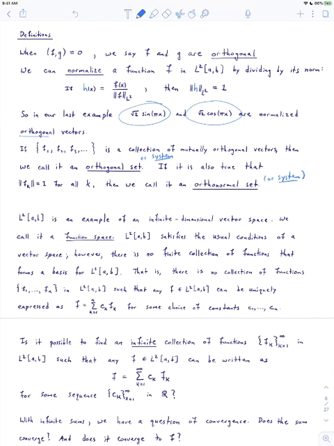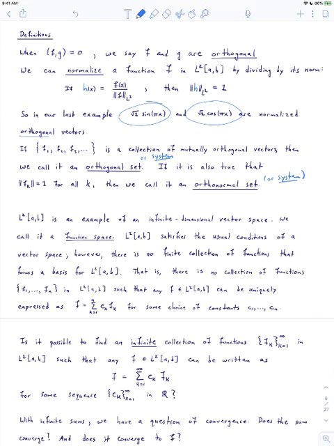So there's no collection of functions, f1, f2, up to fn, in L2, such that any f can be uniquely expressed as a linear combination of those functions. Is it possible to find an infinite collection of functions in L2 such that any f can be written as a linear combination of this infinite collection for some sequence of scalar coefficients ck? And the answer is yes. But you have to be a little bit more careful.